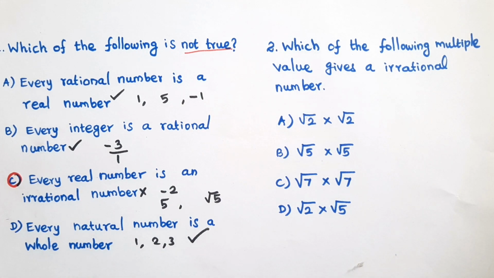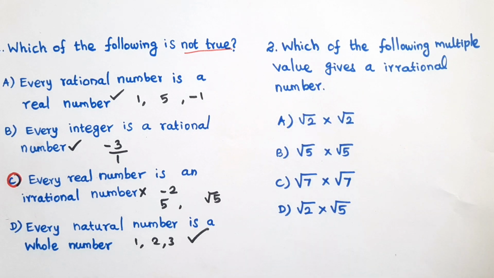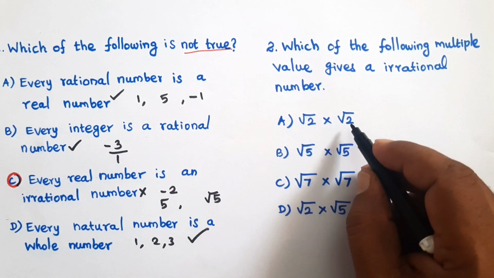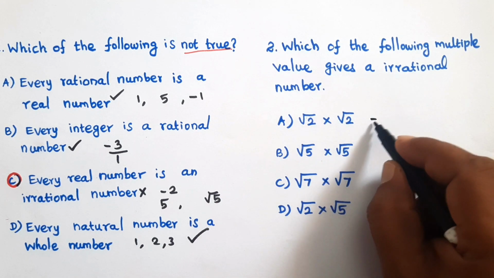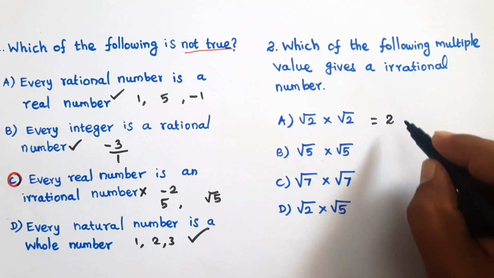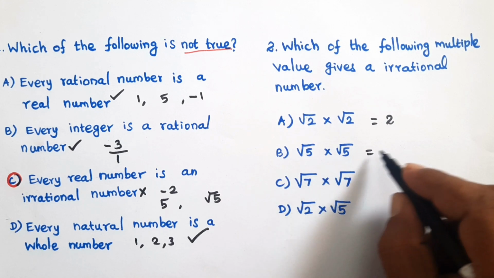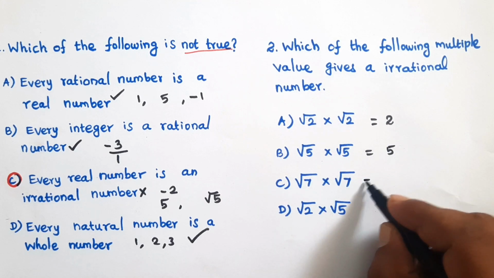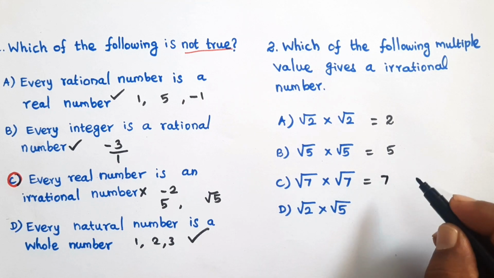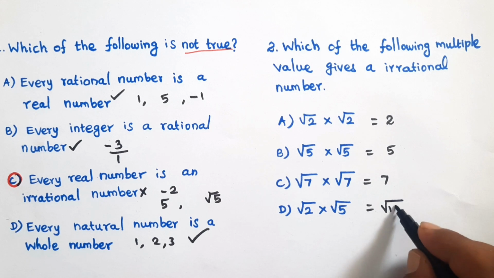Next, question number 2. Which of the following multiplication values gives an irrational number? 4 options are given. In the first option, multiplication of √2 into √2 gives 2. Also √5 multiplied by √5 is 5. √7 into √7 is 7. √2 into √5 is √10.